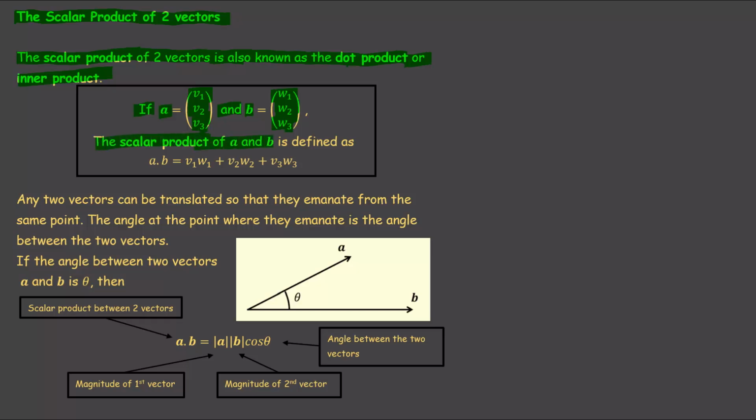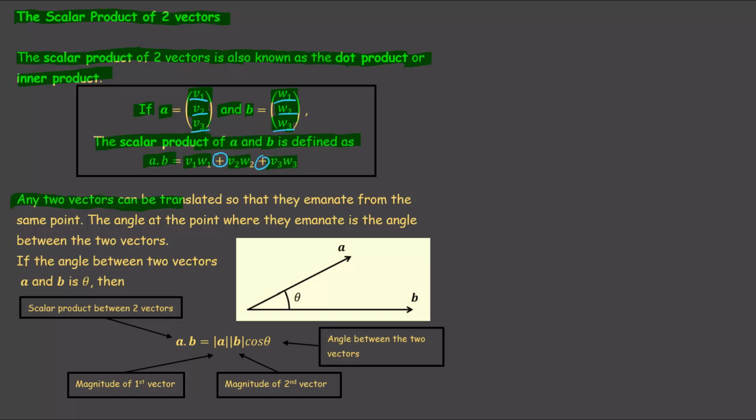A and B is defined as A dot B is v1 w1 plus v2 w2 plus v3 w3. So it's just like you're used to in two-dimensional vectors, but just with an extra component. We multiply the i components, the j components, and the k components, and then we add them together.